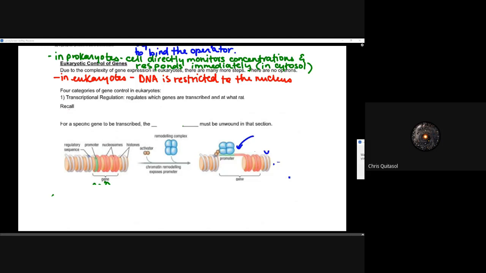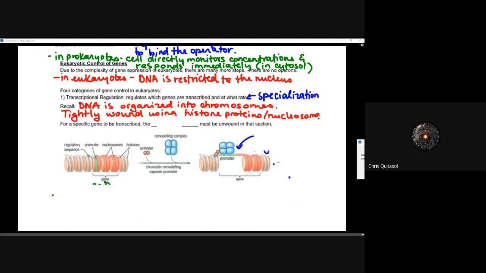So there are going to be four categories of gene expression control in eukaryotes. The first is transcriptional regulation. It regulates which of those genes are in fact transcribed and the rate at which they are transcribed. It's very specialized. And we can recall the idea that DNA is organized into chromosomes and they are tightly wound using histone proteins. So the rate at which that information gets unwound, transcribed and then translated is a little bit slower. So they have to develop these specialized components that look for specific markers.